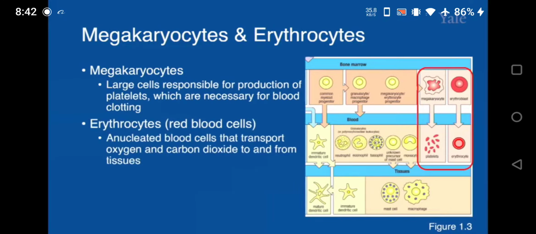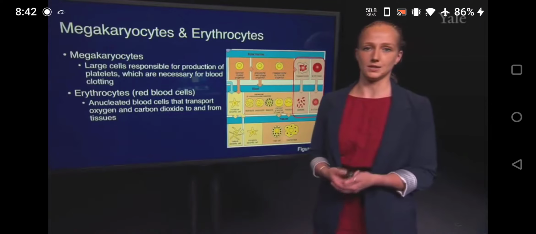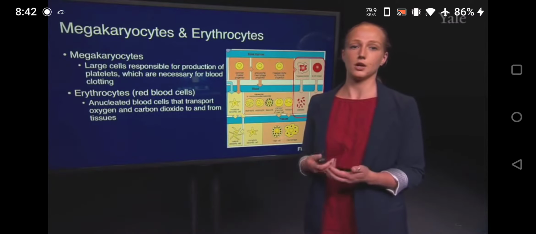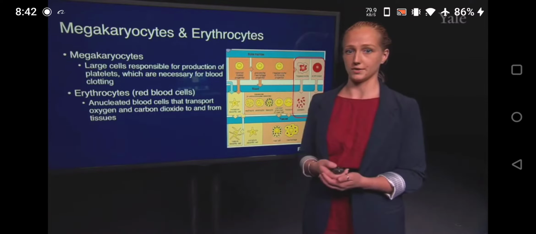And erythrocytes, which are red blood cells, which are here, are anucleated blood cells that transport oxygen and carbon dioxide to and from tissues. Now again, we won't be going into these cells much further, but it's important to note that they are also a progeny of the common myeloid progenitor cell.